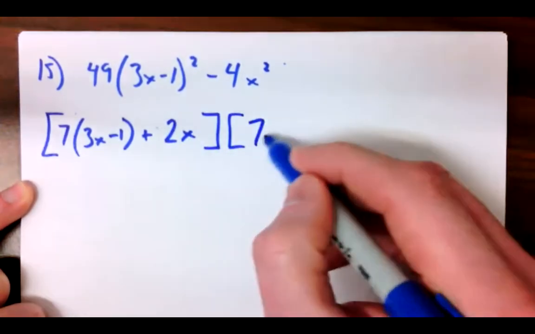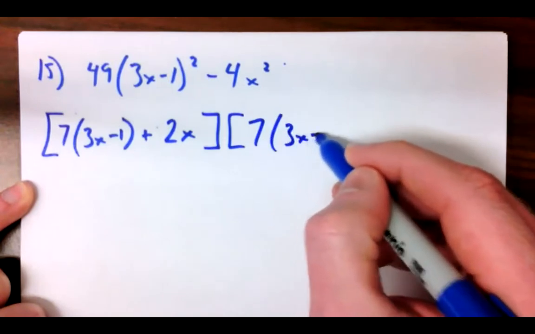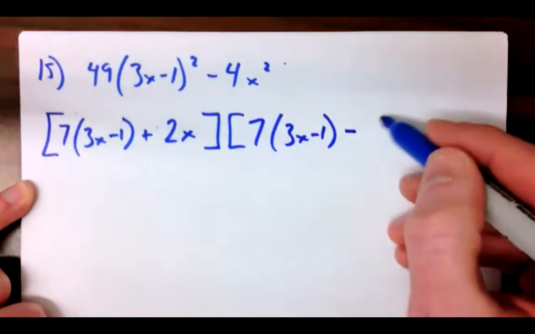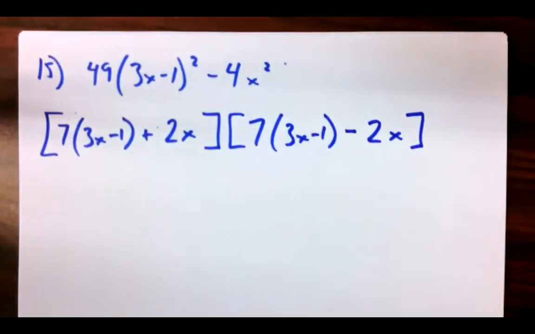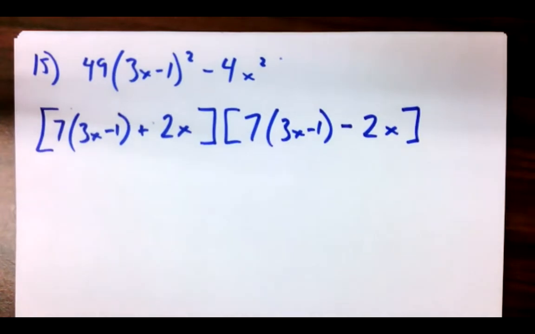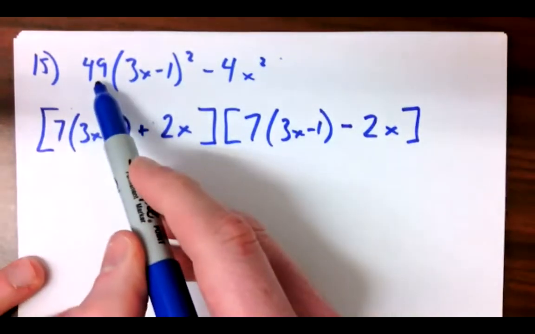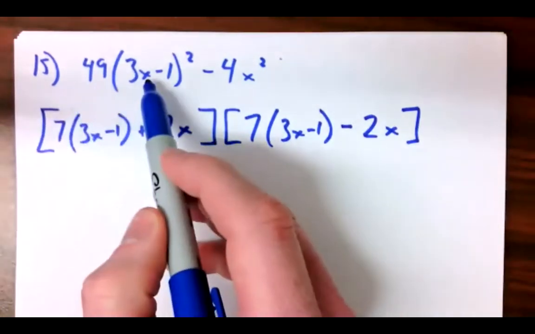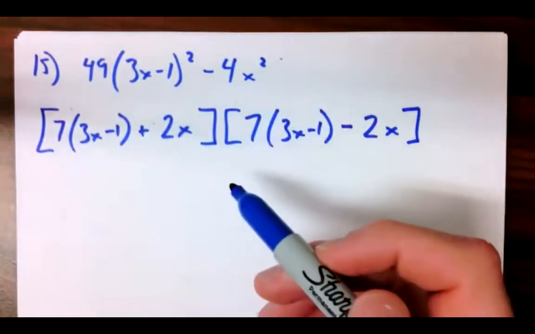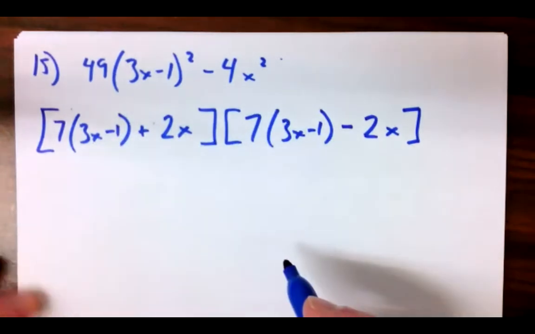And then 7 times 3x minus 1 minus 2x. Yeah, that is weird looking. That does kind of make you go, wait, hang on. But that's what's going on. Yeah, no, never mind. It's like 49y squared minus 4x squared. It's just our y is weird looking.